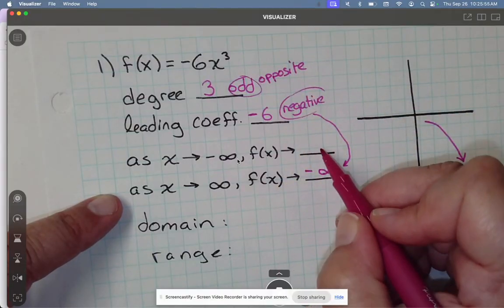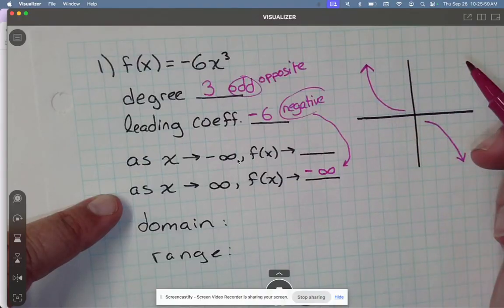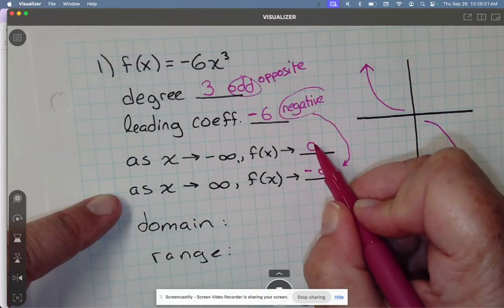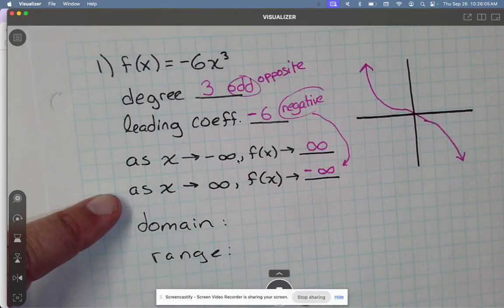That means these two answers are opposite. That means this end of the graph must go up. So this answer will be positive infinity. And then I can just connect those.